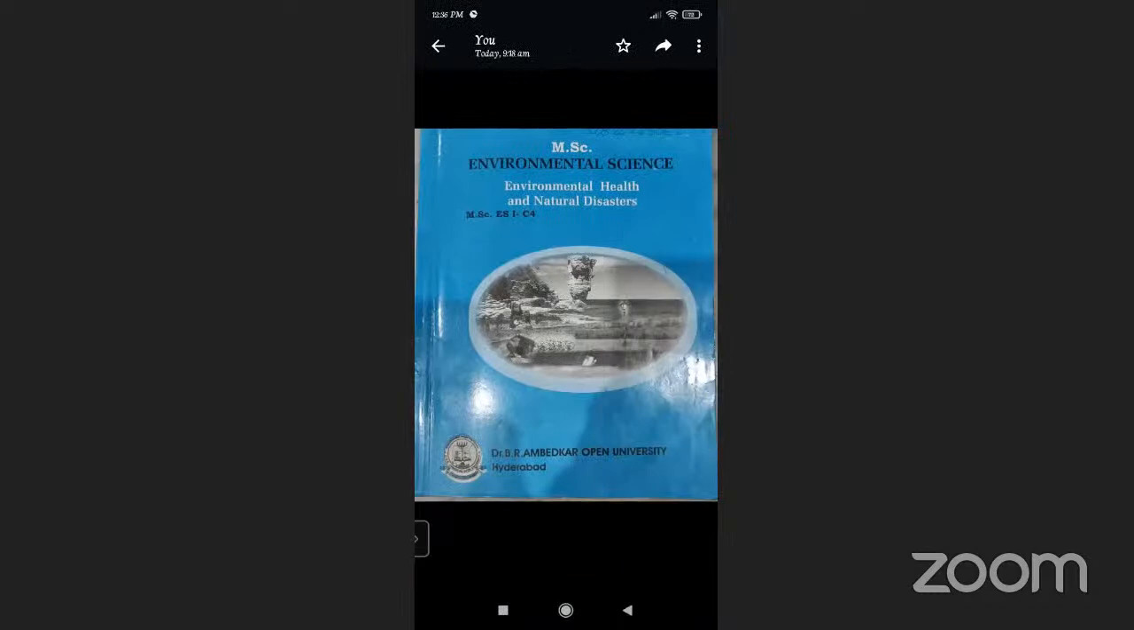So let's see the first chapter, health concepts. This is your book, MS Environmental Science, Environmental Health and Natural Hazards or Natural Disasters. Hazards or disasters, both are the same. So this is your complete syllabus.